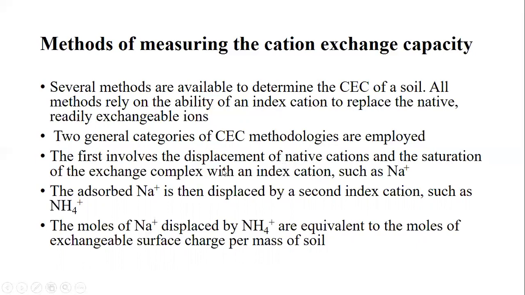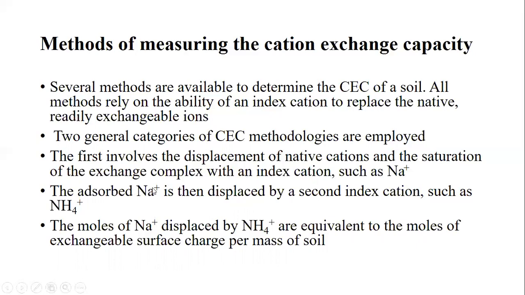So we choose one, like sodium, to saturate. That means all the exchangeable sites on the colloids of that soil will be occupied by sodium. So we saturated the soil surface with this ion. The adsorbed sodium is then displaced by a second index cation, such as ammonium. We choose another one and we replace the one that was adsorbed.